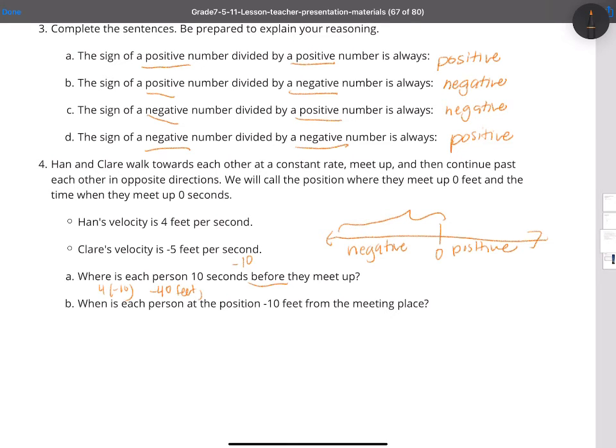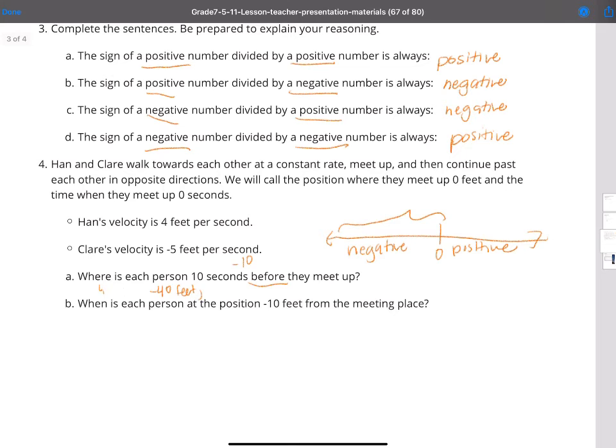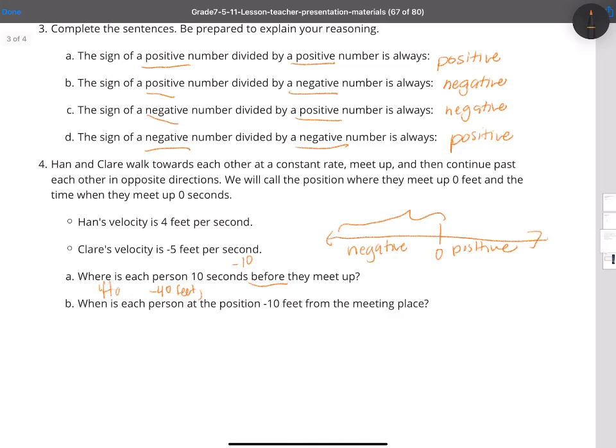And then for Claire, that's Han's. Let me erase that so you could know this is Han. And for you, if you guys are confused, I did 4 times negative 10, because remember, this is the before area. And then the next one will be negative 5 times negative 10, which will give me a positive 50 feet.